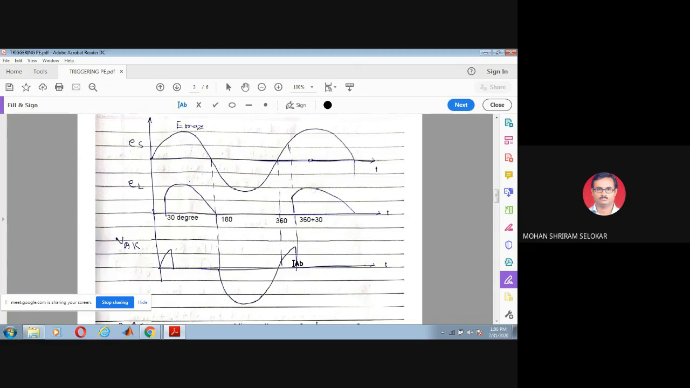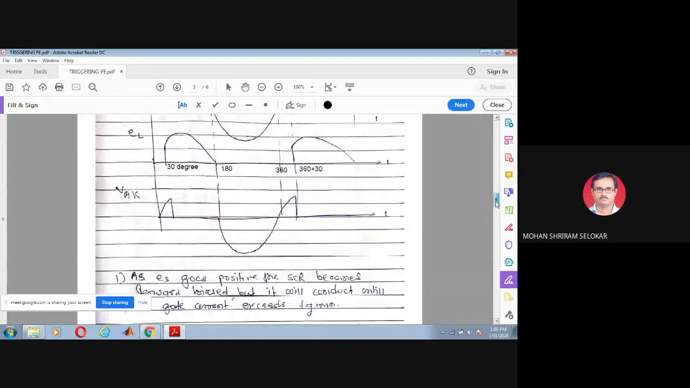So again I am repeating, when the SCR is turned on, the voltage across the load will be the applied voltage, whereas the voltage across the SCR is zero ideally. When the SCR is off, the load voltage will be zero, but the applied voltage will be nothing but the voltage across the SCR. That I am trying to say. Okay, see what I explained here.